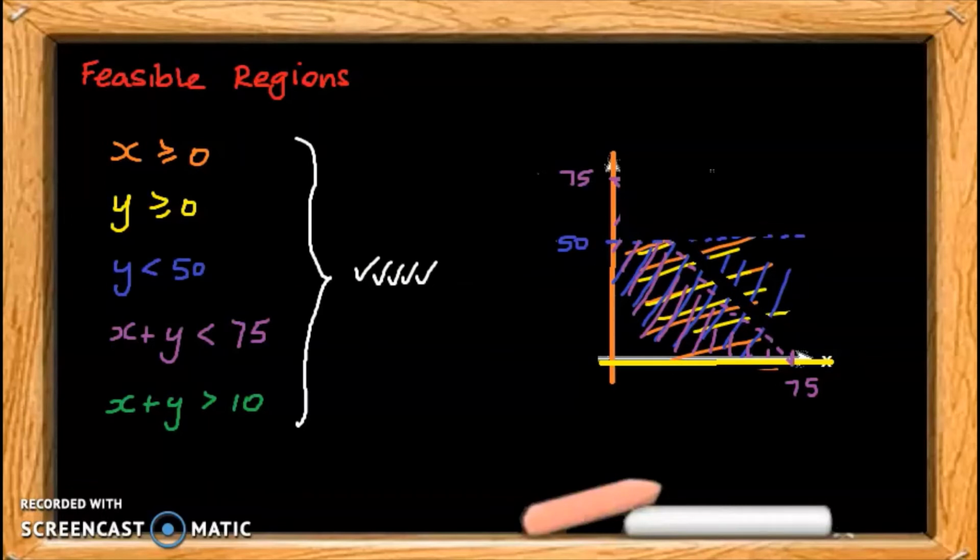And our final equation is x plus y is greater than 10. That's going to look something like this, from 10 to 10. Notice the dotted lines are not included. So the only space that has every one of these equations fulfilled is this bit that I'm colouring in green.